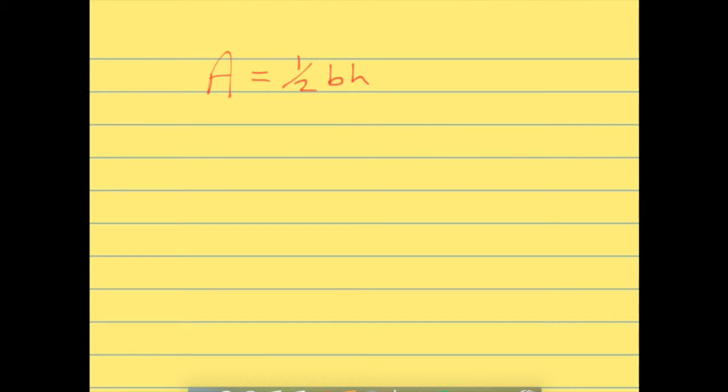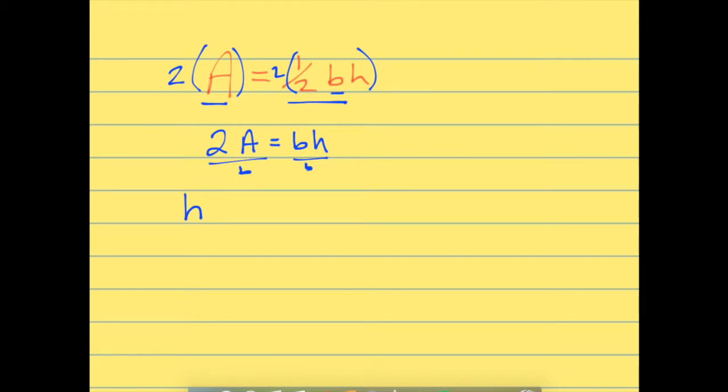Now, suppose instead of knowing b and h, we know a and b. Well, I can rewrite this equation in terms of h, and then I can plug in the a and b that I know to solve for that h. So my first step is to get rid of the 1/2 and the b from the h. Now, I can get rid of the 1/2 by multiplying both sides by 2, which gives me 2a equals bh. Then, since that b is being multiplied, I get rid of it by division, which gives me h equals 2a over b.